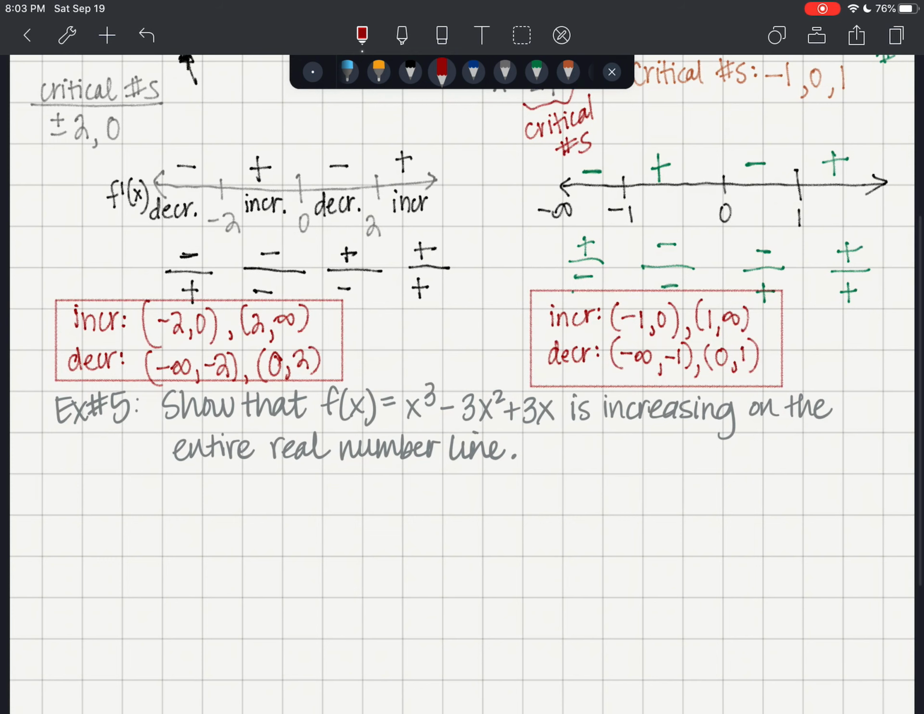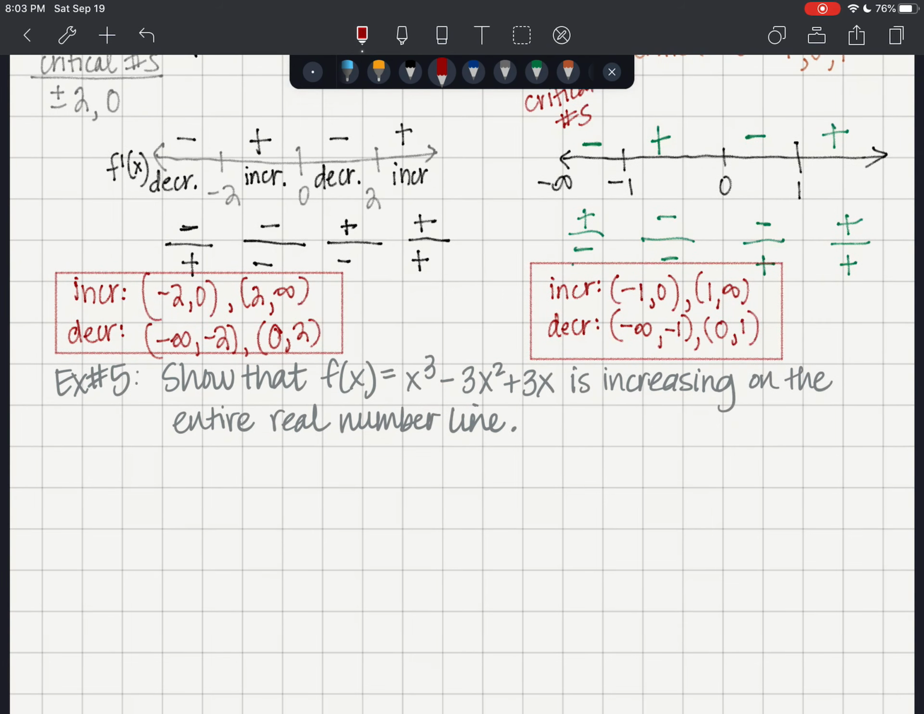Okay, we want to show that in the next video, that f of x equals x cubed minus 3x squared plus 3x is increasing on the entire real number line. We already know this because this is a polynomial function, and polynomial functions are smooth and continuous. However, we want to show using calculus that f of x is increasing over all real numbers.